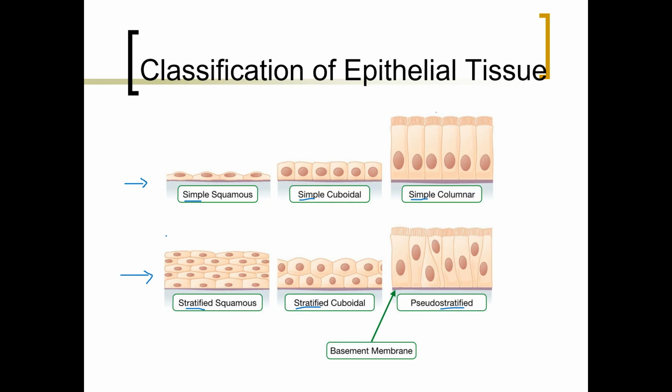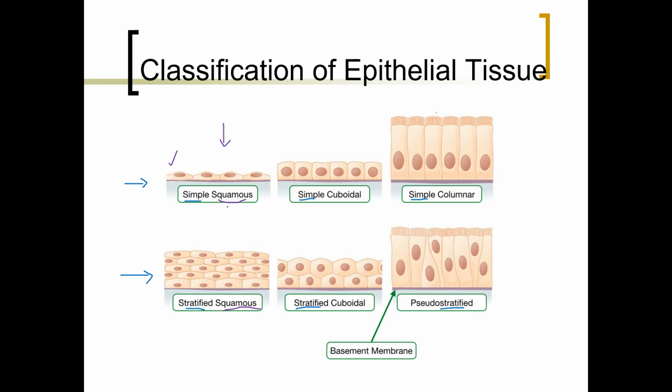So a simple epithelial tissue means it's made up of one layer of cells. Stratified means it's made up of many layers of cells. Now, if we look at the columns, our epithelial tissue names are based on the number of layers and the shape. In this first column, we're going to use the word squamous. Well, what does squamous mean? Squamous means flat.